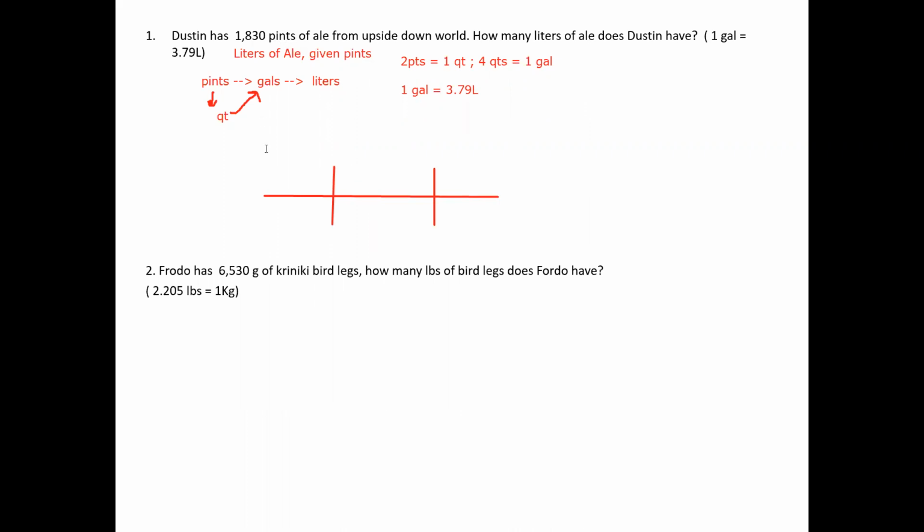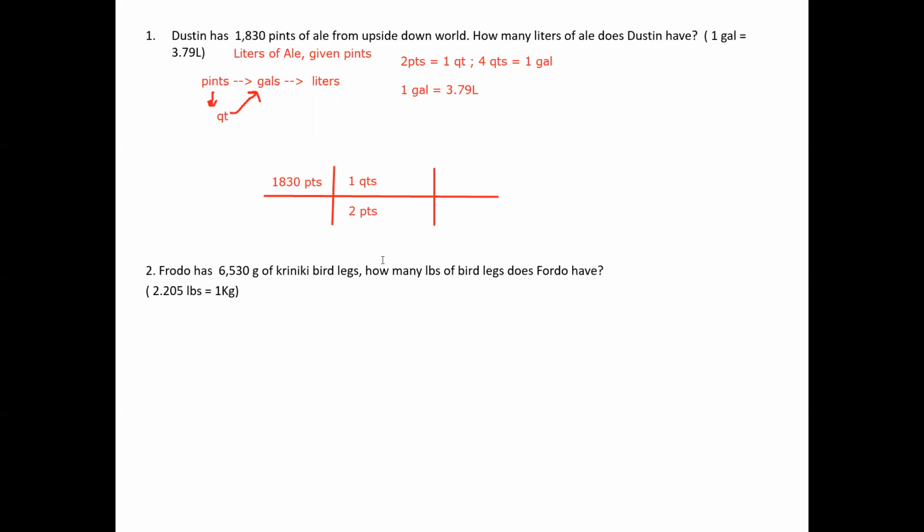And so we start with our original number, 1830 pints. Now we want to convert from pints to quarts. So in our empty train track to the top left is pints. So that's going to go on the bottom, and from our conversion factor, quarts on top. So that's step 1, converting from pints to quarts.